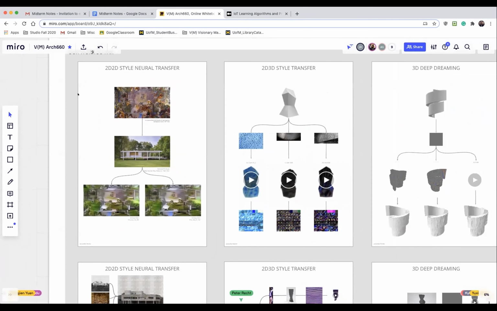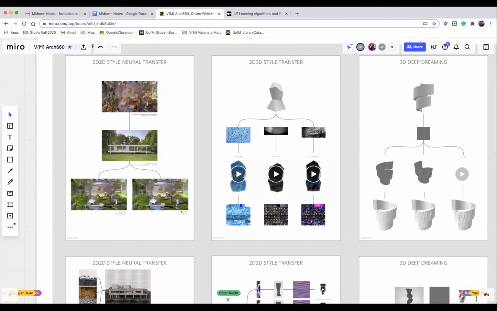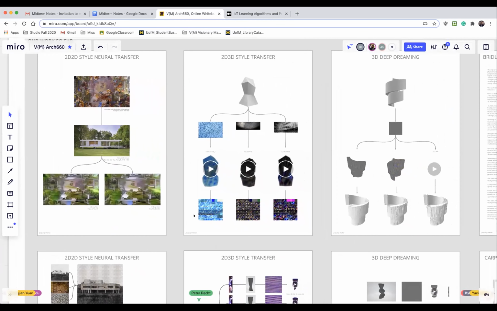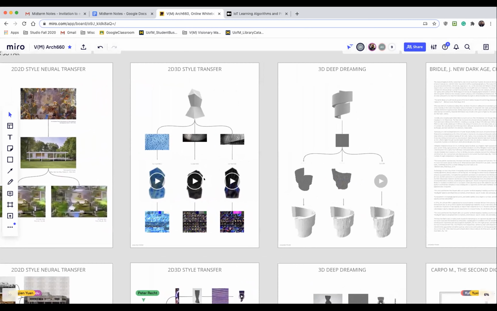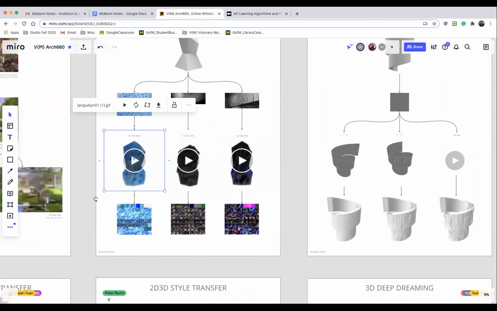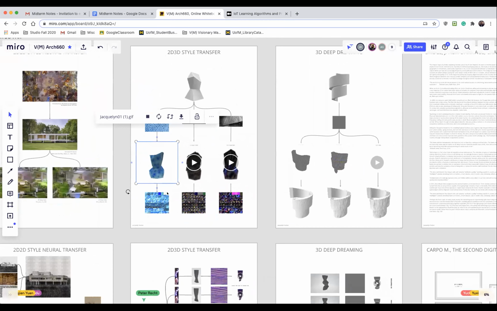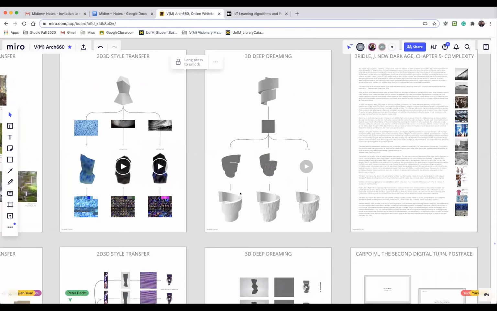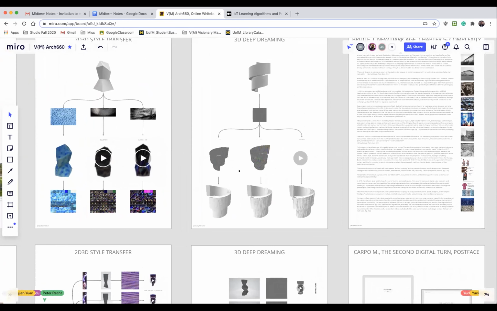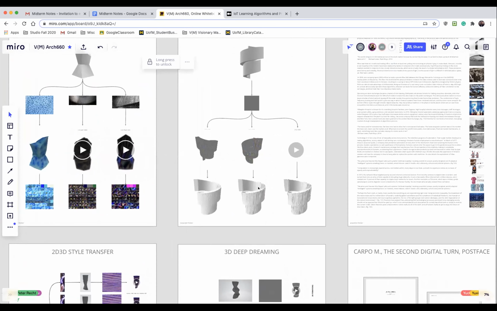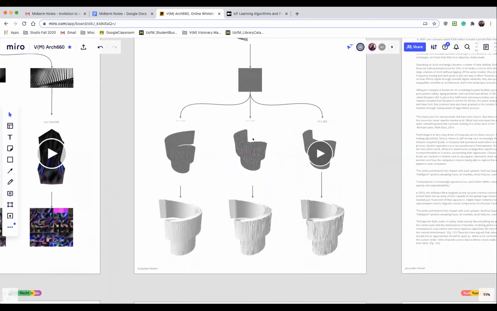So we essentially went through similar to the last group and did the 2D to 2D neural style transfer, and then just played with different line weights, and we were able to export different results. And then the same for the 2D to 3D style transfer. We got different results by applying an image to a 3D structure. And then we did the 3D deep dreaming. It was interesting just to see the different results based on the different line weights that we had used.